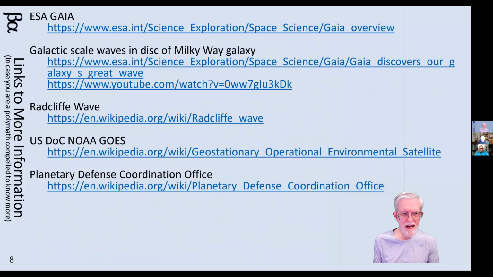And then if you want to know about Gaia, about the large-scale waves in the disk of the Milky Way, there's a similar one that's smaller scale around Orion called the Radcliffe Wave. And then if you want to know about the GOES satellite systems and the U.S. Planetary Defense Coordination Office, there's an acronym for that, PDCO.